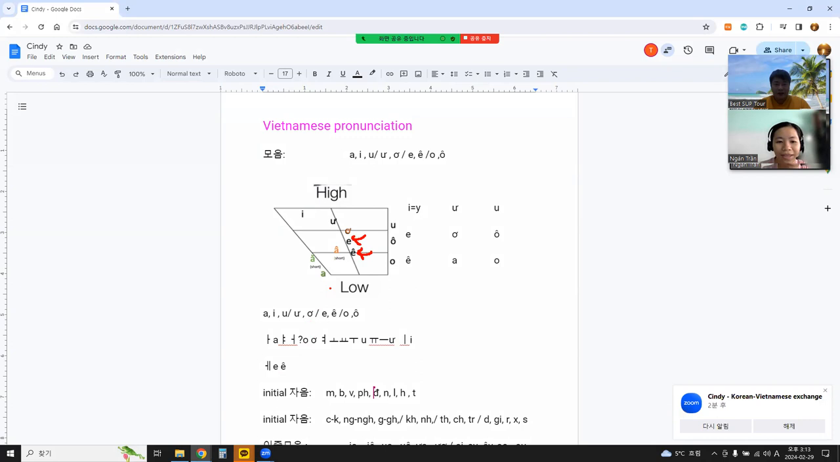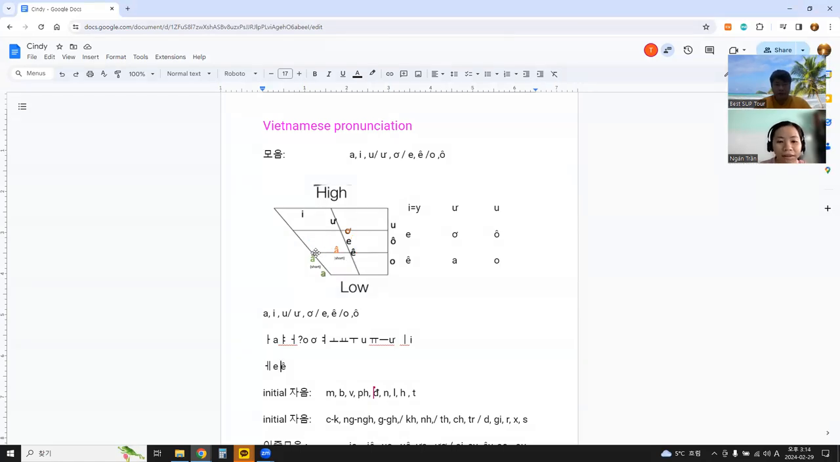Okay. E is the lowest. E, I know. E is low. So E is also a Korean E sound. How about this one? Do you see the orange one? This is the long one, and this one is short.